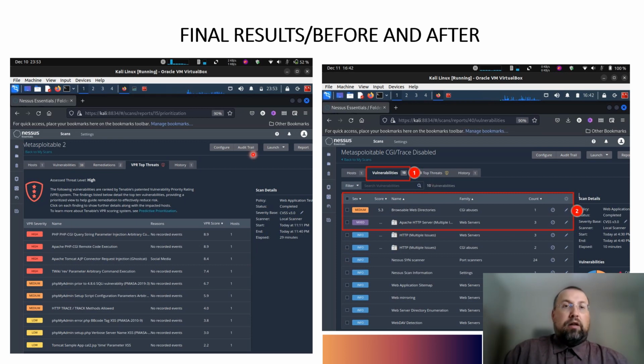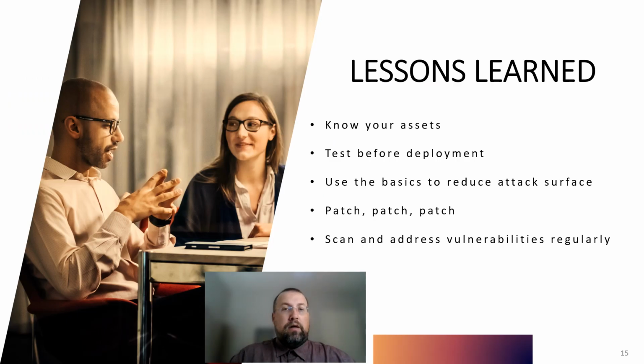Here it was lit up in red, orange, and yellow, designating pretty high risk severities. Now, some of the lessons learned, ultimately, you have to know your assets, what systems you have, operating systems, versions, what services, what ports are open, and whether they actually need to be open.